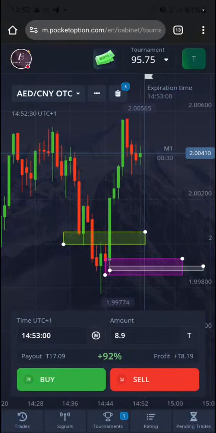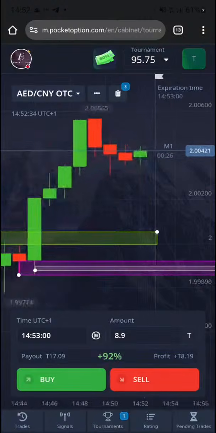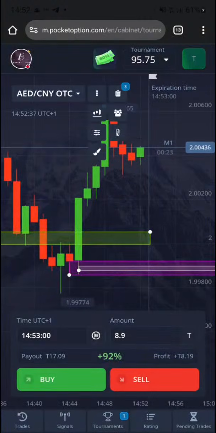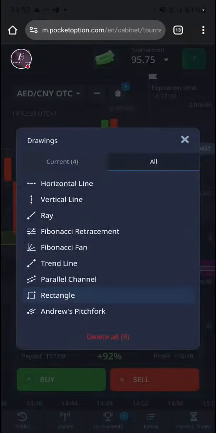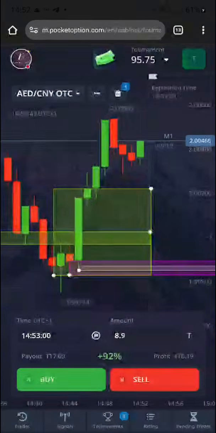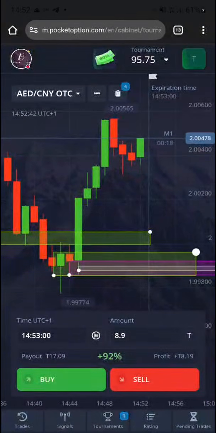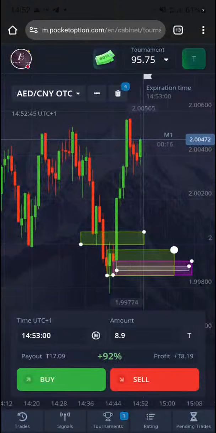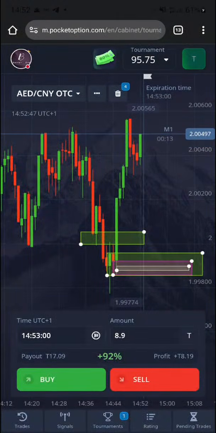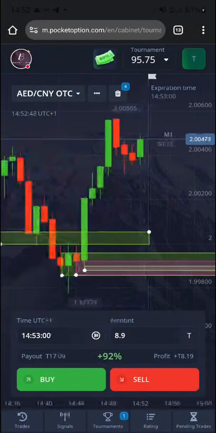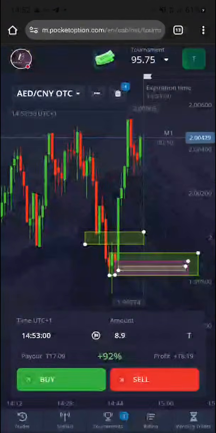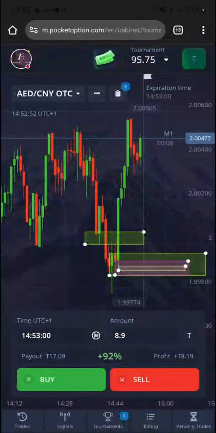Look at this beautiful entry. And you see this beautiful QM entry is also a demand area. So let's mark it as a demand area also. And in fact, if price comes here, I might just go full margin. I'm telling you, because this entry is a very beautiful entry.